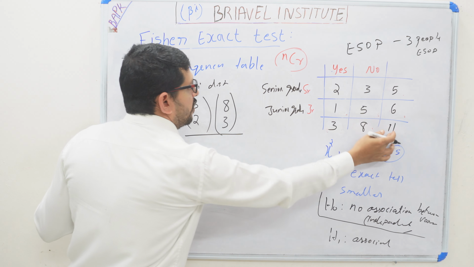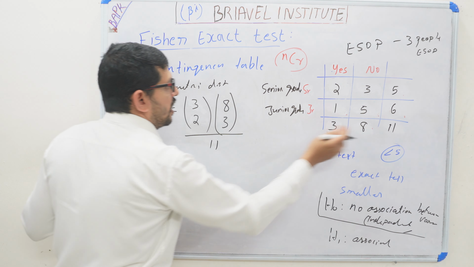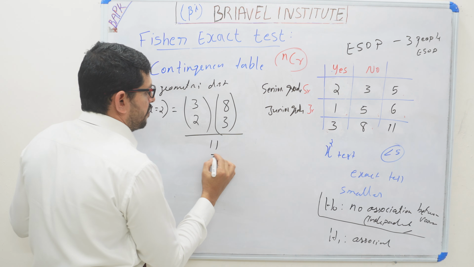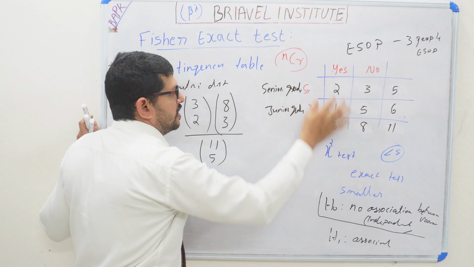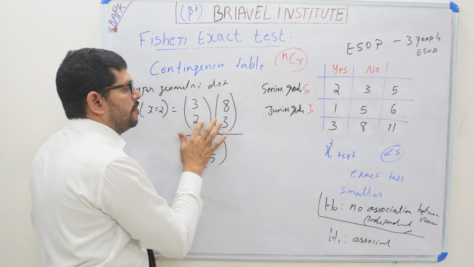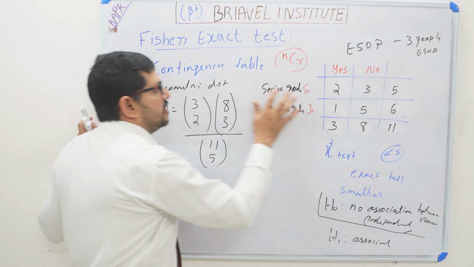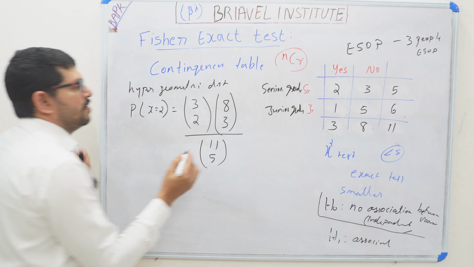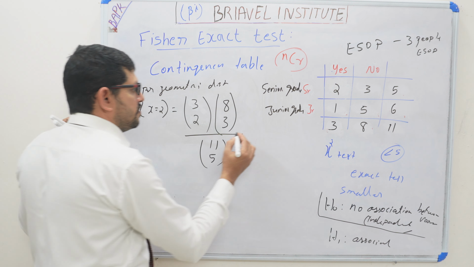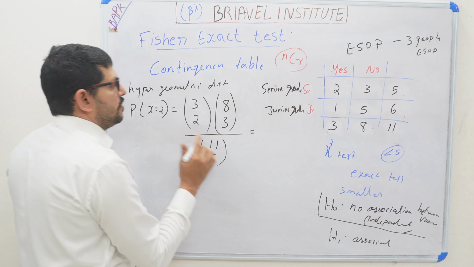So the total number of people is 11. And out of 11, 5 are senior grade people. So this is the total senior grade people. Out of 3 ESOP recipients, 2 people got the ESOP. In that senior grade, out of 8 people, there are 3 people. And of the total 11 people, 5 people are senior grade. So this is the probability. This probability is equal to 3, 2.